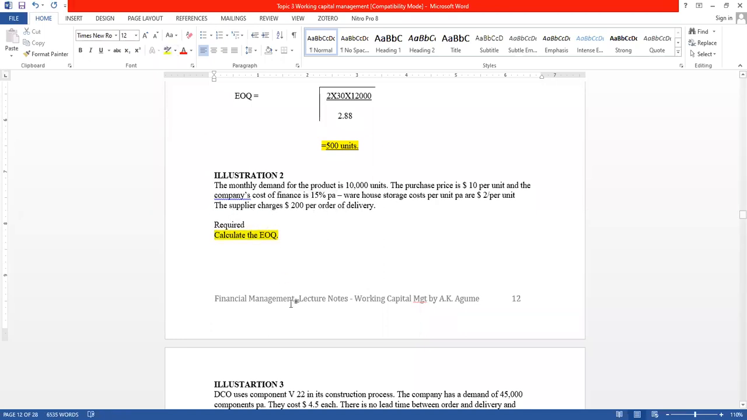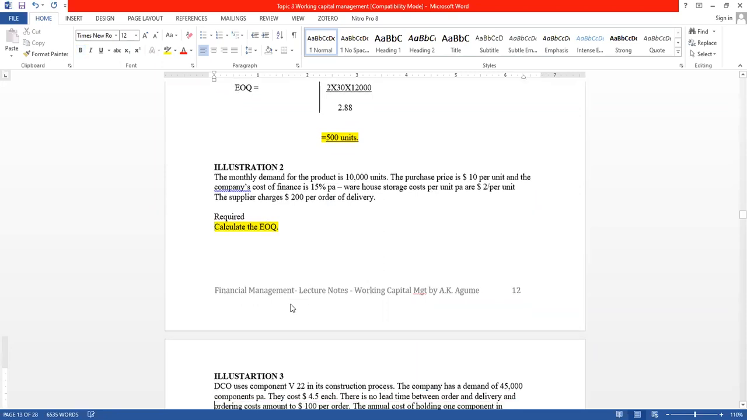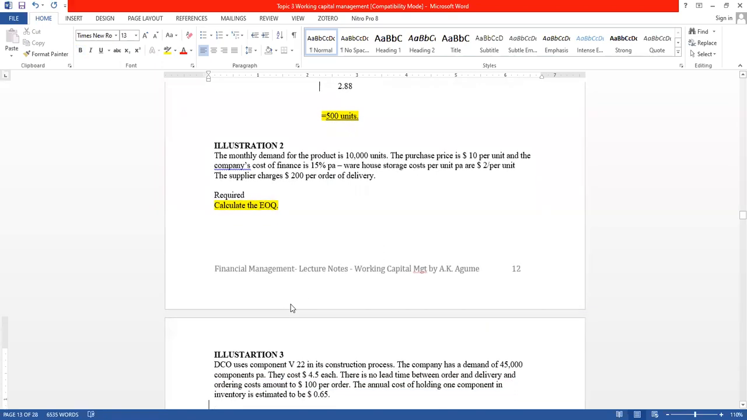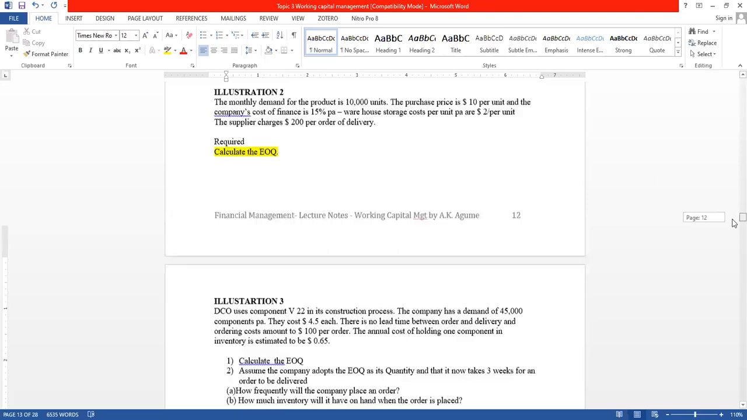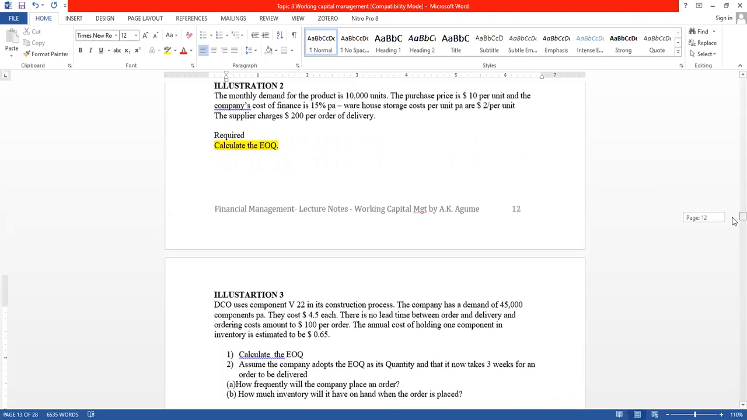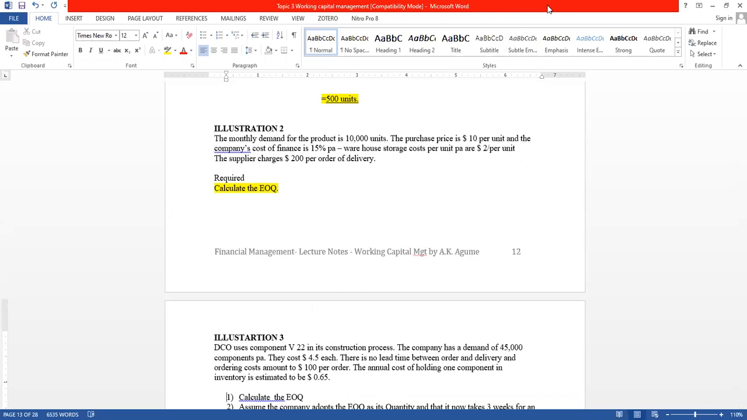So can you compute this? Let me give you 3 minutes. You compute for me the EOQ for this illustration 2. So, 3 minutes. Anybody finished?